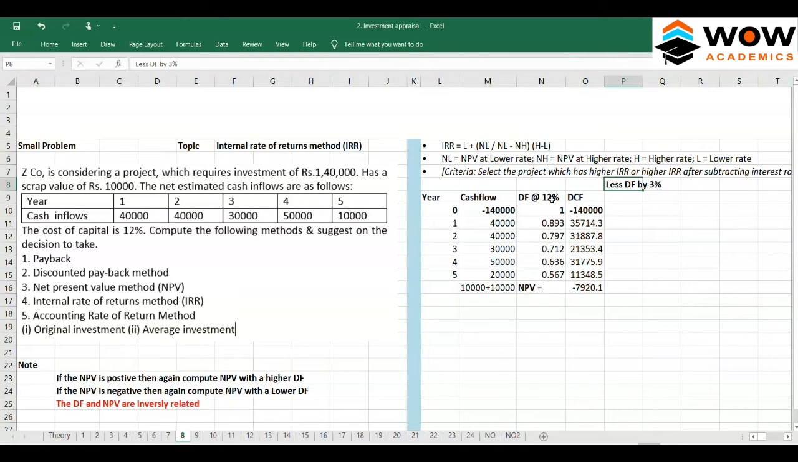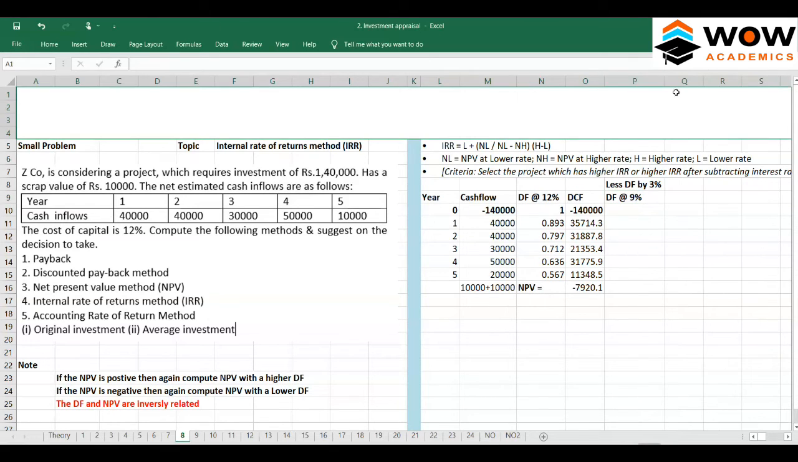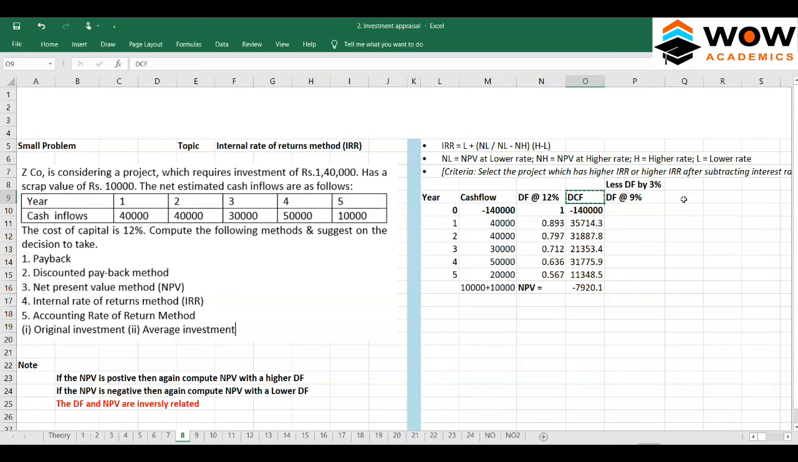So we already had 12 here. So we'll use a lower discount factor. We'll use something like 9 and see what is the answer we get. And we'll also find out the DCF, and we'll also get the NPV. So this NPV is at 12% discount factor. We'll again find NPV for 9% discount factor. Okay, so we have to find out this.